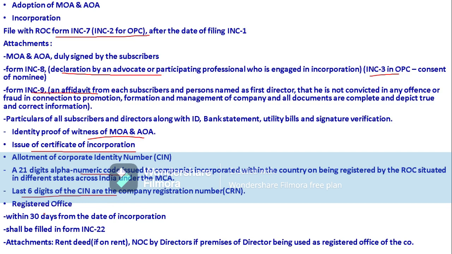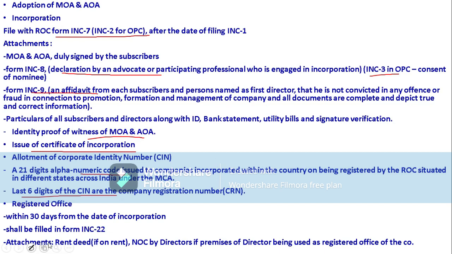Next is the registered office. The company will state where it is going to keep its registered office. After the ROC has sent the certificate of incorporation, the company should send the address of the registered office within 30 days from the date of incorporation and file form INC 22. That form should be filled.